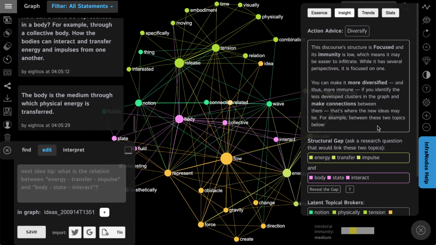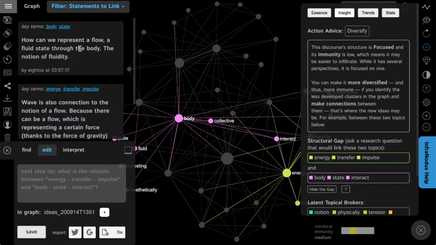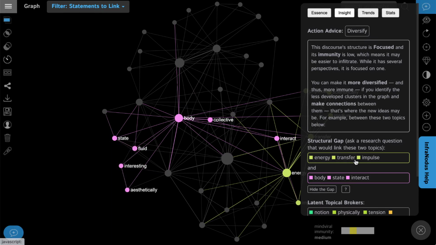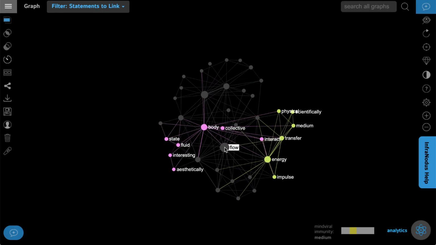For example, between these two topics below. Energy transfer impulse and body state interact. So I can again click on the button, reveal the gap. Here we will see the two statements that we can link with an interesting new idea or a research question. And really, this approach is based on detecting what is the structural gap in the network. So which two clusters could be better connected but are not yet.